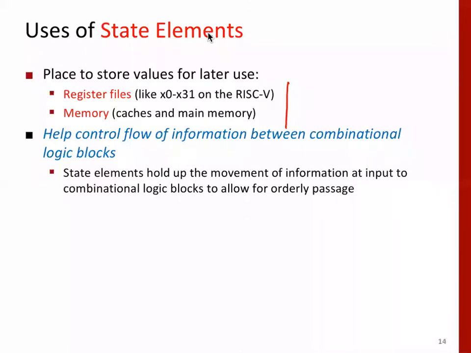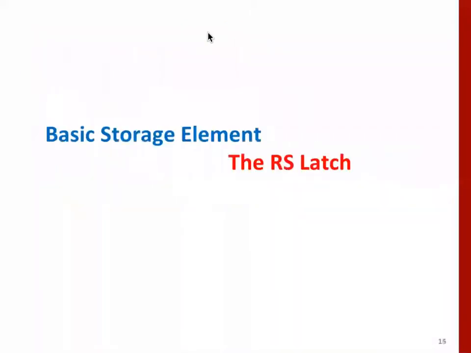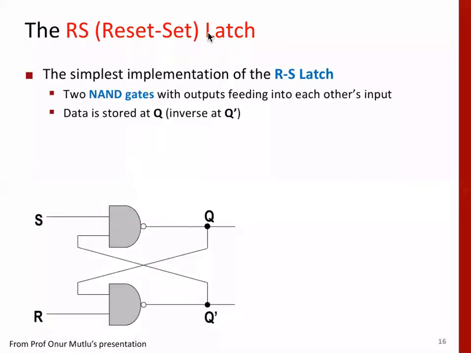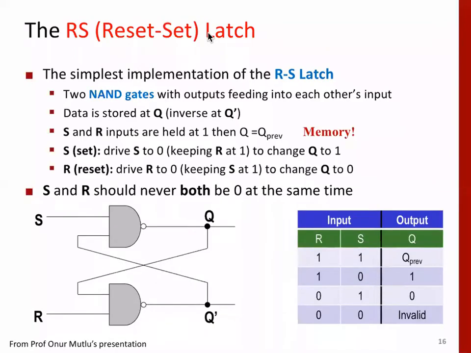So state elements hold up the movement of information at input to combinational logic blocks to allow orderly passage. Okay, all right. So this RS latch you would have seen. This is the first level where you have this kind of truth table: when both R and S are 1, then Q previous; 1 0 output is 1, and 0 1 output is 0. This is very simple, and there is one state which is invalid, right?